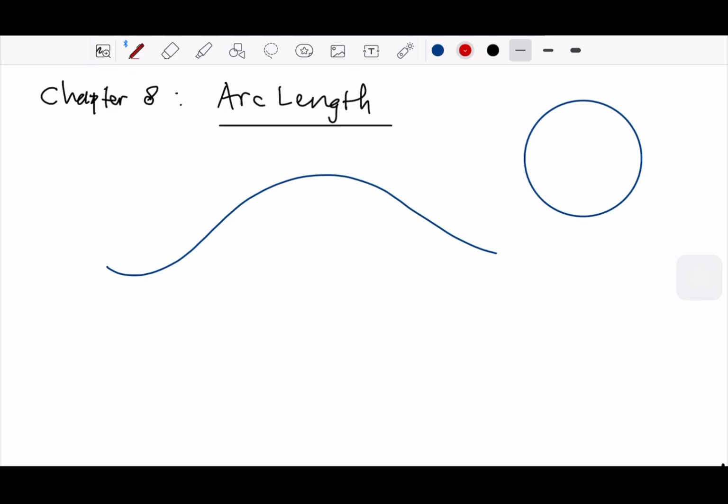Before the circle, if you would like to know the length, I think for the circle it's quite easy if you know the radius or the diameter, right? But if you have a random curve like this, can you measure the length?